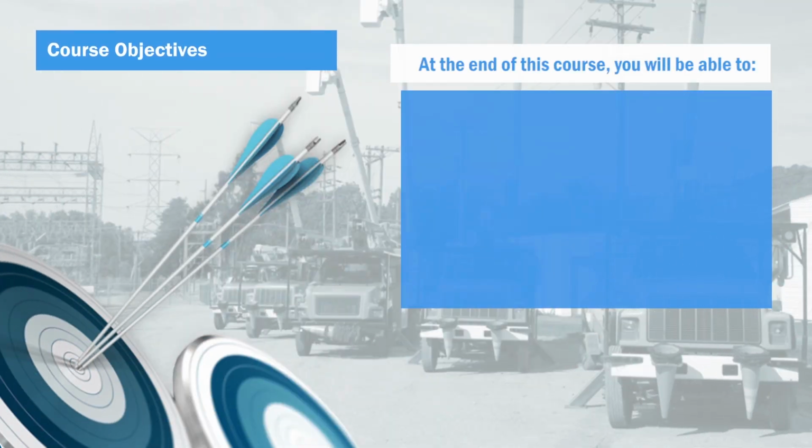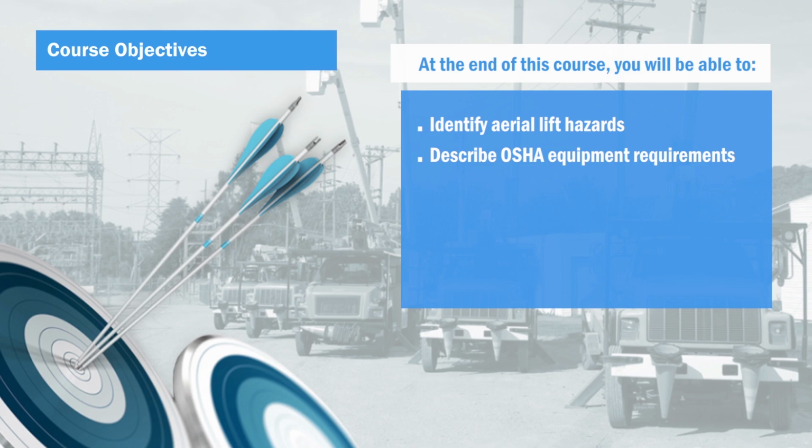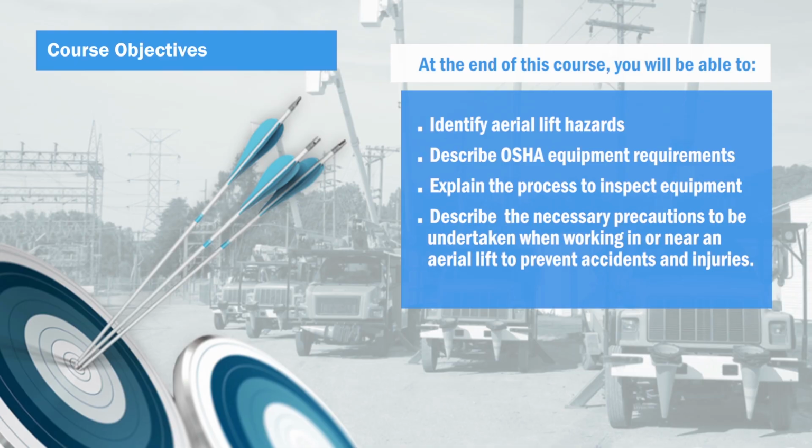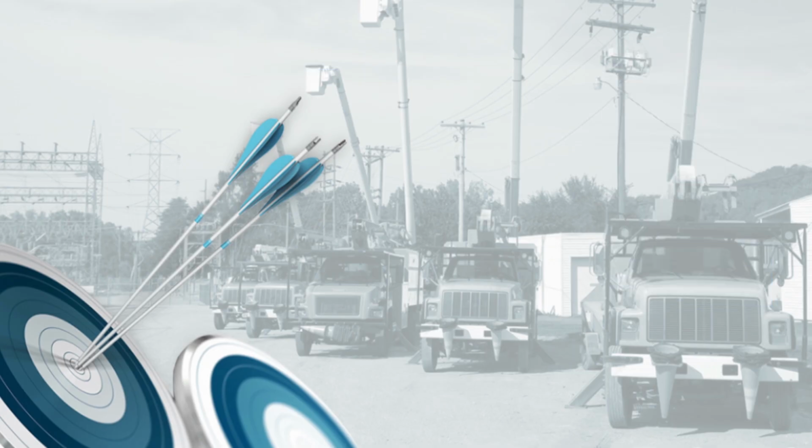At the end of this course, you will be able to identify aerial lift hazards, describe OSHA equipment requirements, explain the process to inspect equipment, and describe the necessary precautions to be undertaken when working in or near an aerial lift to prevent accidents and injuries.